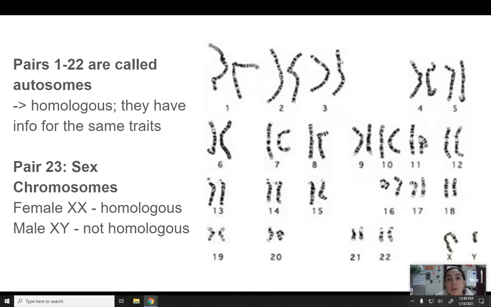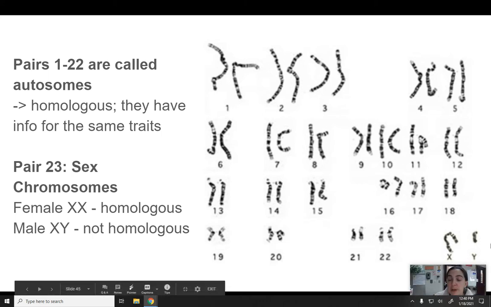So maybe on chromosome 3 here, if there's a gene right there that has something to do with your eye color, this would be the copy that you got from your dad. But there's also a gene right here on this chromosome in pair 3 that also has a gene for eye color. And this is the one you got from your mom. So you have two copies of every gene. And the two copies of the chromosome have information for those same genetic traits.